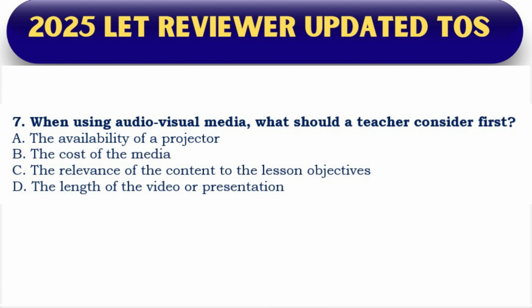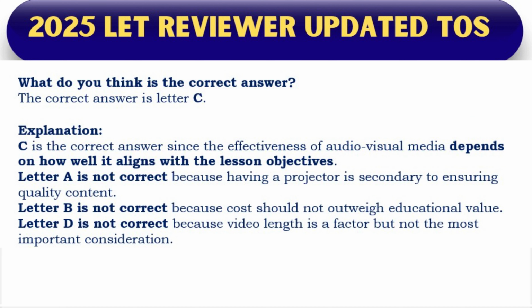7. When using audiovisual media, what should a teacher consider first? A. The availability of a projector. B. The cost of the media. C. The relevance of the content to the lesson objectives. D. The length of the video or presentation. What do you think is the correct answer? The correct answer is letter C.